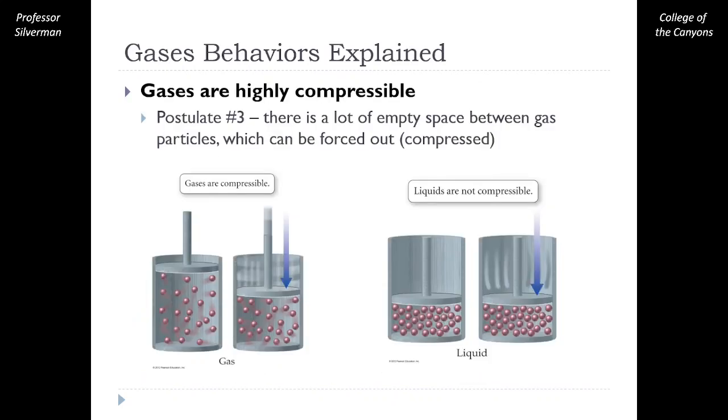We can use our kinetic molecular theory to explain why things work the way they do. We know that gases are very compressible. Well, this is because of postulate number 3, the empty space that exists between our gas particles. If there's lots of empty space, we can change the volume and still have our gas existing happily bouncing around that container.